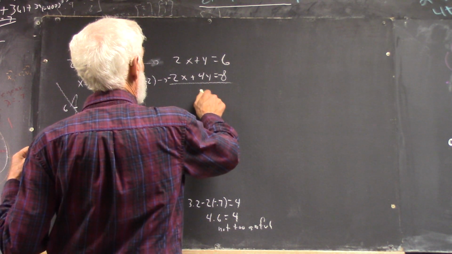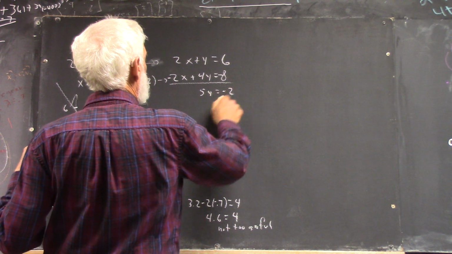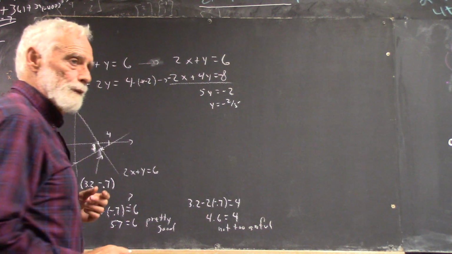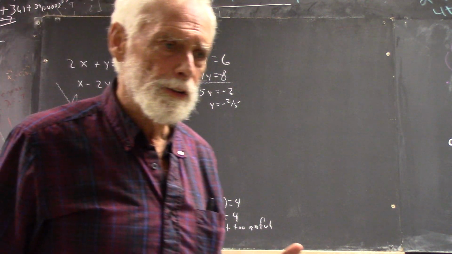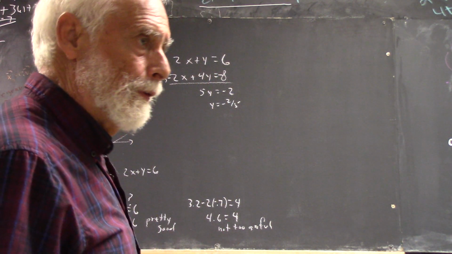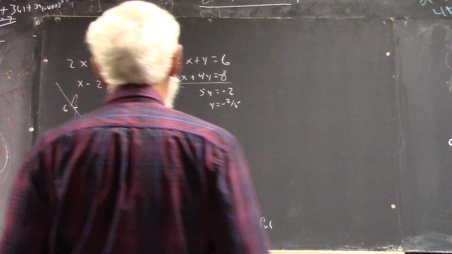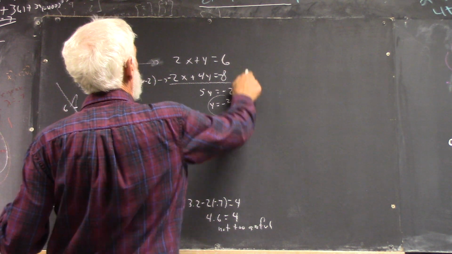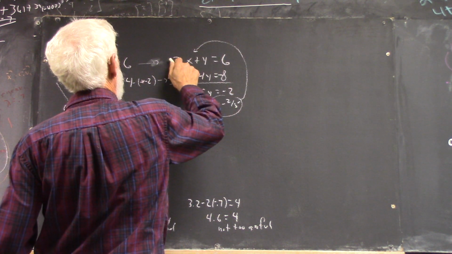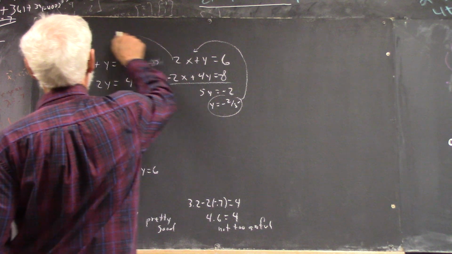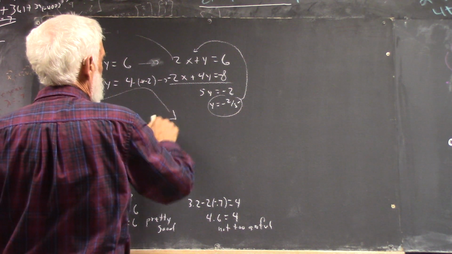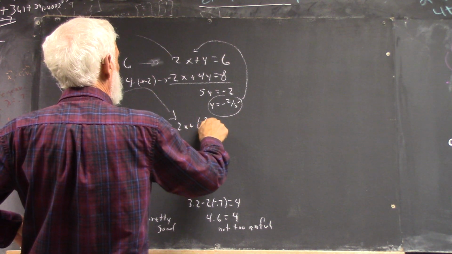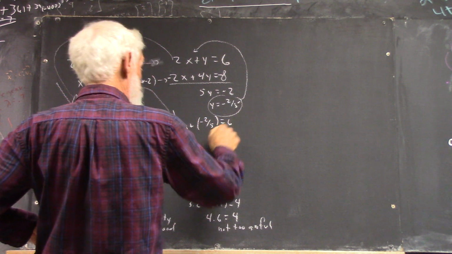Okay, so we get 5y equals negative 2, so y equals negative 2/5. Okay? And I don't want to use decimals because then you get tempted to round them and you get errors with what we do in linear algebra. Okay? And then we plug this back in here, and it gives us 2x plus negative 2/5 equals 6.